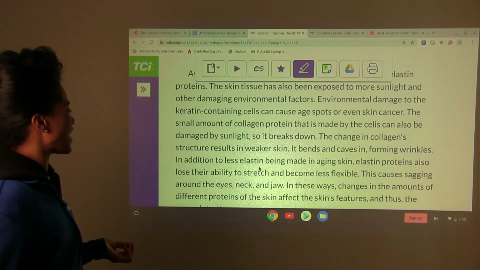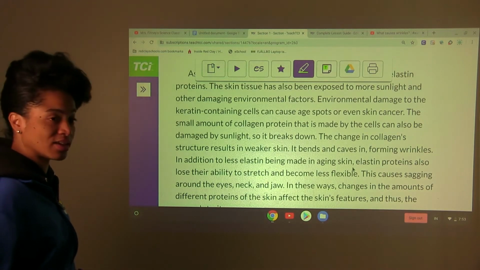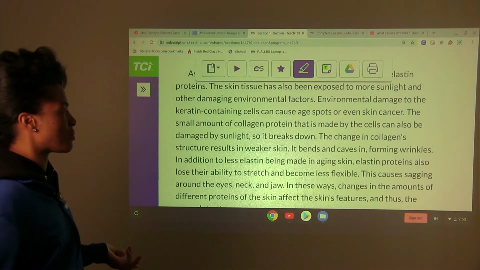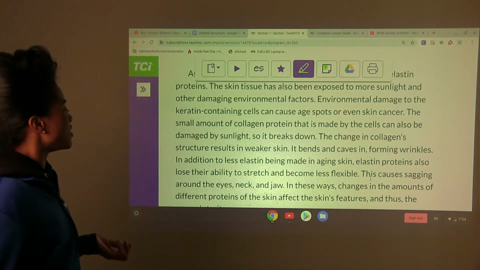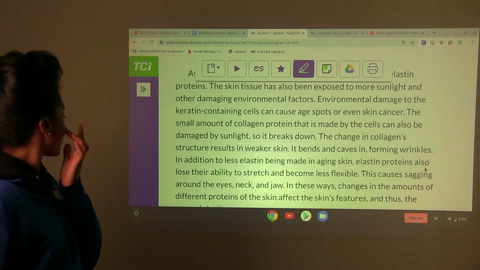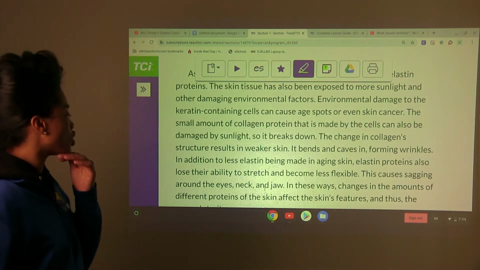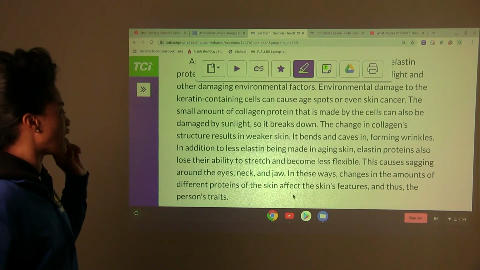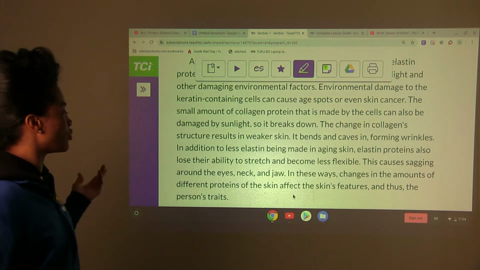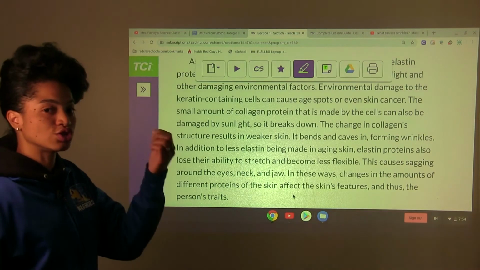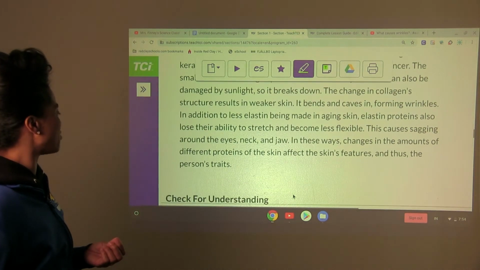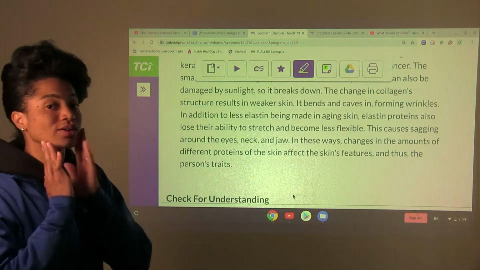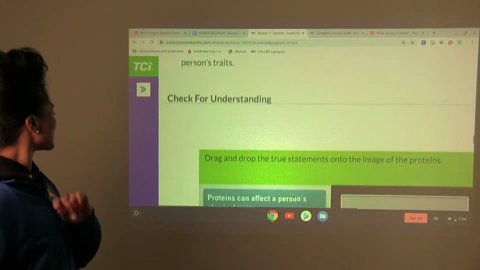In addition to less elastin being made in aging skin, elastin proteins also lose their ability to stretch and become less flexible. This causes sagging around the eyes, neck, and jaw. In these ways, changes in the amounts of different proteins of the skin affect the skin's features and thus the person's traits. All right, so now we have a better understanding how we end up with the traits that give us our image on our skin.